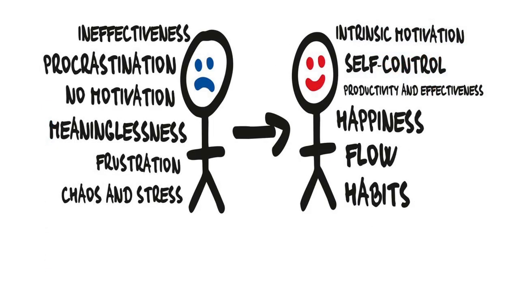When you look at this picture, you know how procrastinating your work can mar your development in academic writing. You can see two images. The first one symbolizes ineffectiveness, procrastination, no motivation, meaninglessness, frustration, chaos, and stress. And look at the second picture. It symbolizes intrinsic motivation, self-control, productivity and effectiveness, happiness, flow, and habits.